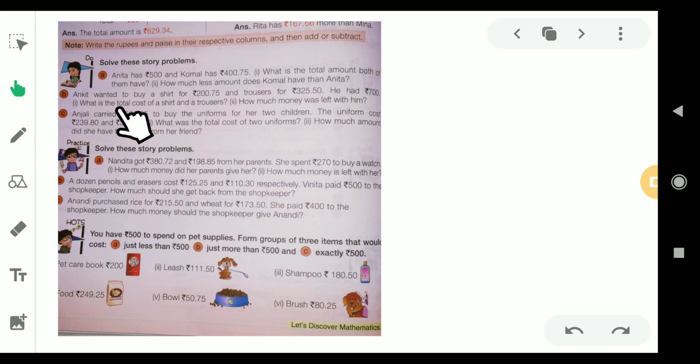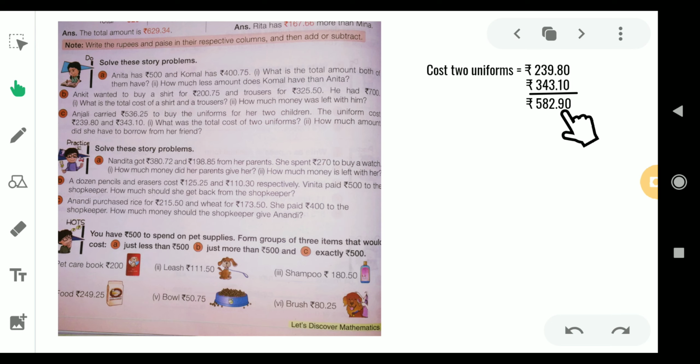Look at here. First she carried this much money, and for buying these two uniforms she needed more money, right? So for that she asks her friend for some more money for buying these two. If she borrowed some money from her friend, then how much money does she have to borrow in order to buy these two uniforms? So first sentence would be cost of two uniforms. The cost of first uniform is 239 rupees 80 paise, and the cost of second uniform is 343 rupees 10 paise, and the total cost of both the uniforms will be 582 rupees 90 paise.